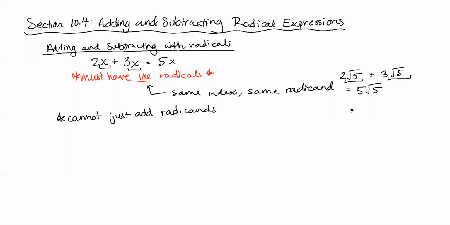So let's take a look at the square root of 9 plus the square root of 16 to see why we can't just add these together. Well, if I just added these together, 9 plus 16 is 25. The square root of 25 is 5. This is incorrect.